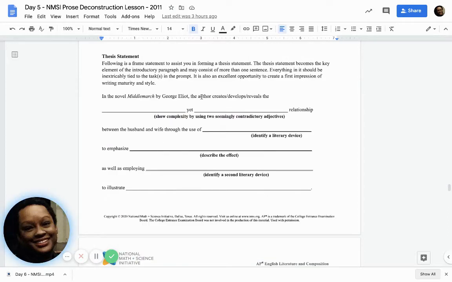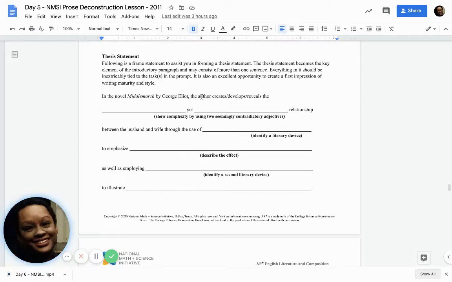Okay, students, what we're going to do now is look at the thesis statement. We've discussed this in class before. I believe in frame statements. They're a good way to memorize things and how to write thesis statements that are defensible. So I'm not going to read this frame statement to you. I'm going to let you guys read and answer these questions concerning the thesis statement, concerning the frame statement.